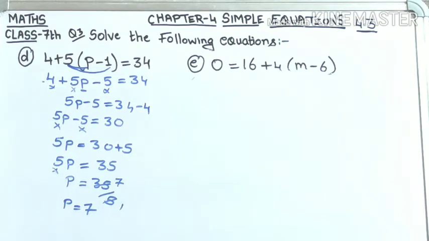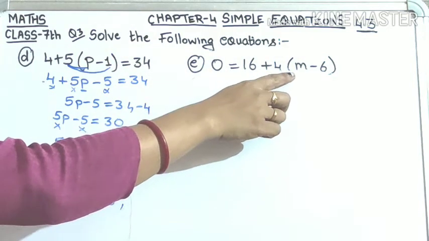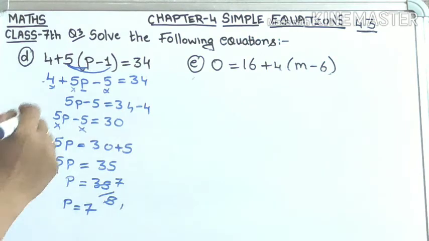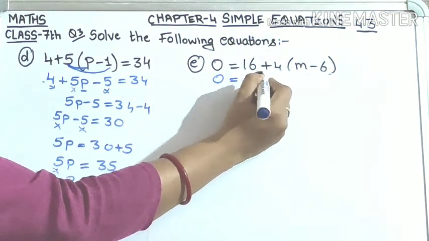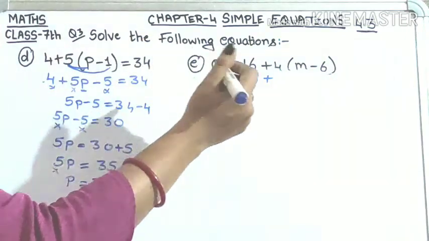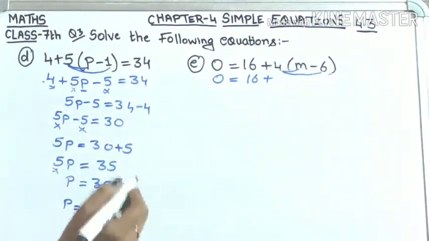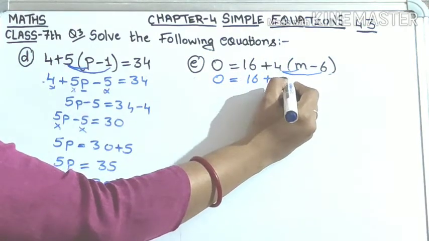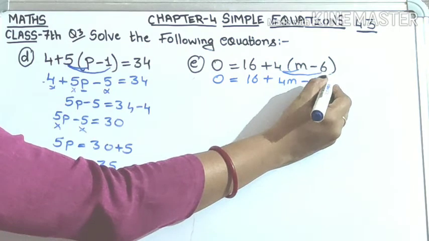Now moving to the next one, E1. In the E1, the equation is 0 equal to 16 plus 4 times m minus 6. So 0 as it is, we know that first of all we have to remove the bracket, and to remove the bracket, the number which is given outside the bracket is multiplied with the terms given in the bracket. So this 4 will be multiplied with m, and this 4 will be multiplied with 6. So 4 into m will become 4m minus, and 4 6s are 24.